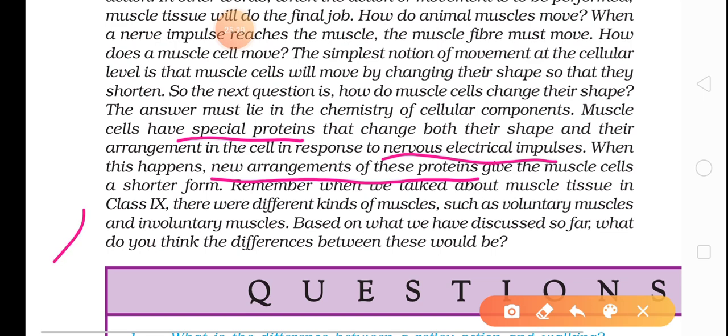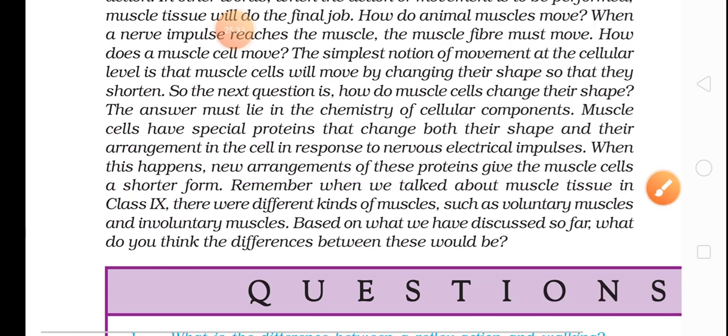Suppose the muscle shape is like this. When it is getting the impulse, it changes the shape like this. So what is happening? The muscle arrangement is changed. And with this, the muscle is contracting and we can easily move our hand. So this type of muscles are voluntary muscles. Voluntary means we are doing it on our own. It is in our control.